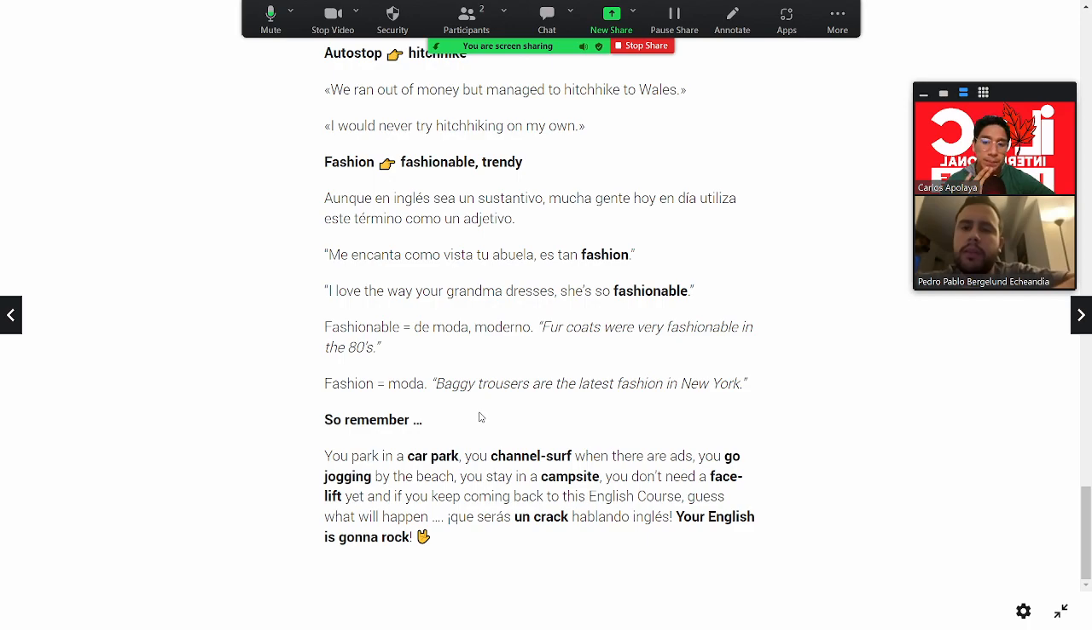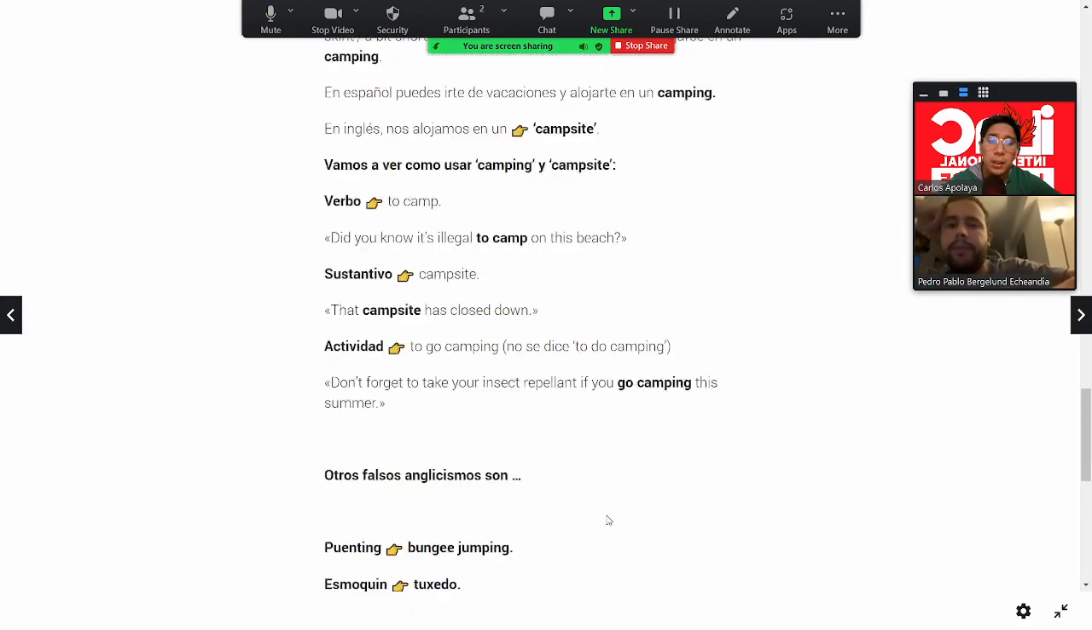So remember, you park in a car park. You channel surf when there are ads. You go jogging by the beach. You stay in a campsite. You don't need a facelift yet. If you keep up this English course, guess what will happen? Que serás un crack. Recuerda que crack viene a ser gifted, talented. No puedes decir que eres un crack en inglés. ¿Ok? Any questions? No, it's okay.